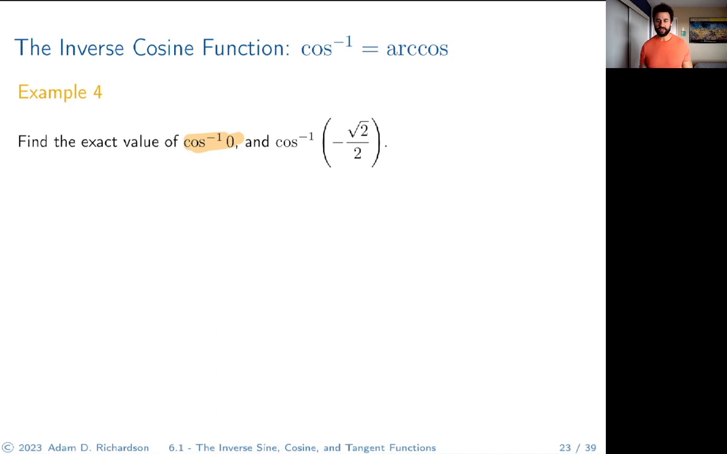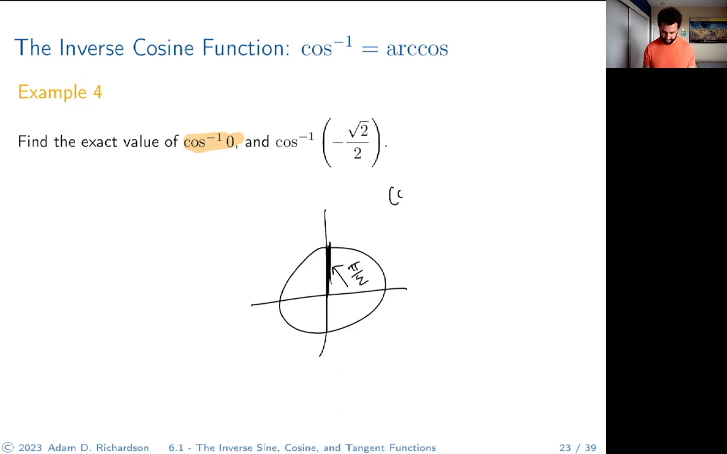What is arc cosine of 0? Well, that's the angle whose cosine is 0. What angle has a cosine of 0? Let me draw the unit circle. Cosine is horizontal displacement, right? So what angle has 0 horizontal displacement? Oh, it's going to be pi over 2. So right off the bat, I can see that arc cosine of 0 is going to be pi over 2. Specifically because cosine of pi over 2 is 0. So there's the answer.